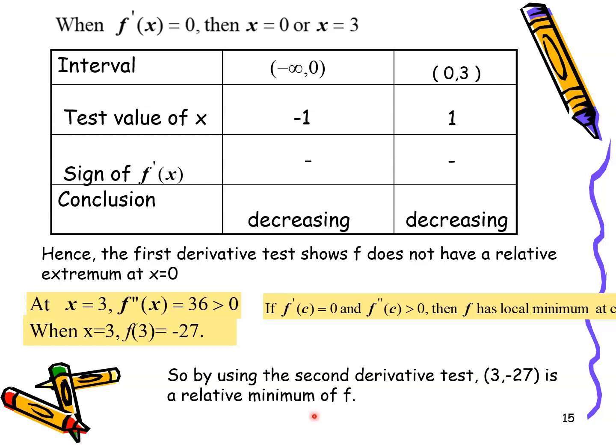We only have one relative minimum. We don't have the relative maximum because at x equal to 0, we don't have a relative extremum. No relative minimum, nor relative maximum.